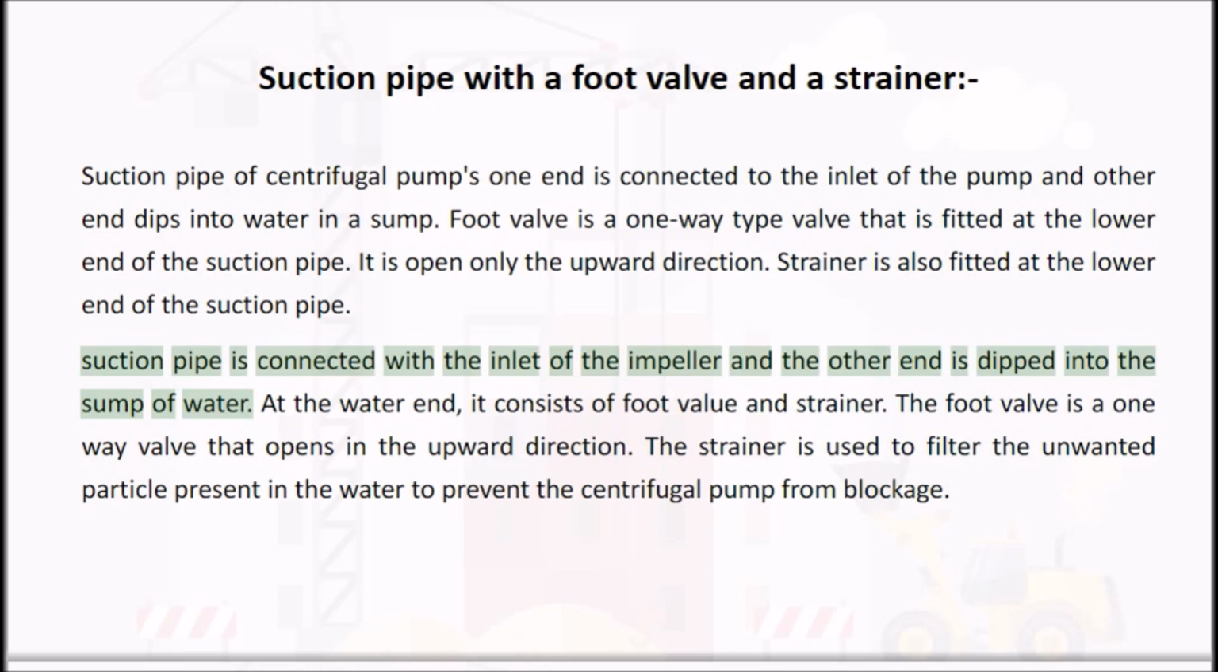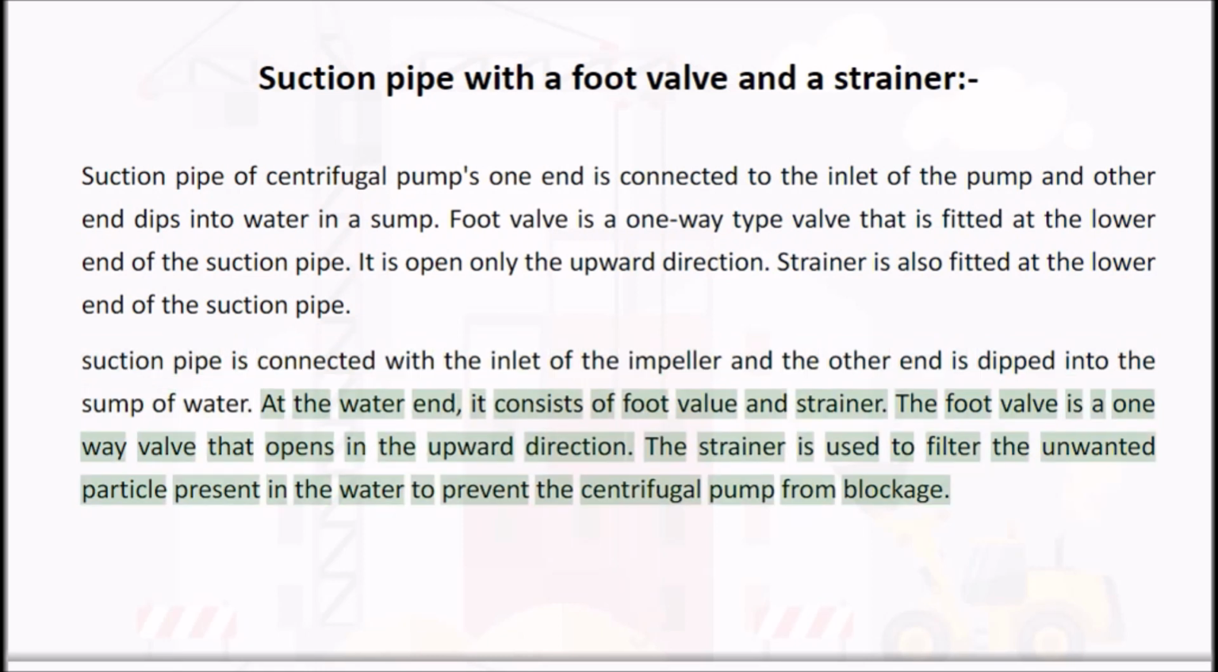The suction pipe is connected with the inlet of the impeller and the other end is dipped into the sump of water. At the water end, it consists of a foot valve and a strainer. The foot valve is a one-way valve that opens in the upward direction. The strainer is used to filter the unwanted particles present in the water to prevent the centrifugal pump from blockage.